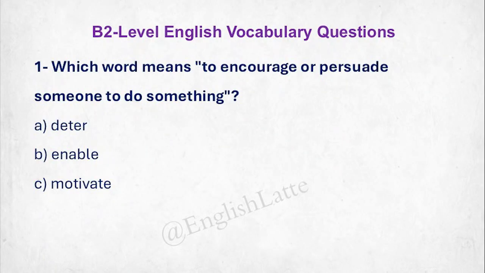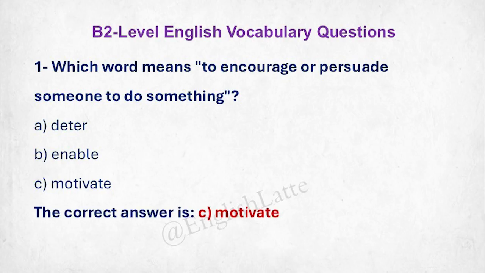Hello, English learners. In today's session, we'll go through 20 B2 level English vocabulary questions provided to help you expand your vocabulary and improve your language skills. Let's get started. 1. Which word means to encourage or persuade someone to do something? Deter, enable, motivate. The correct answer is C, motivate.